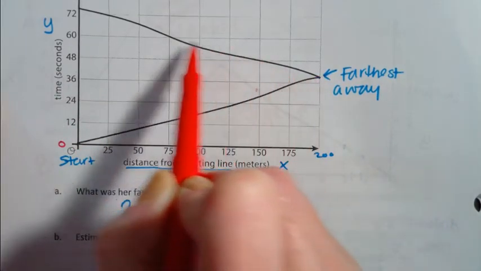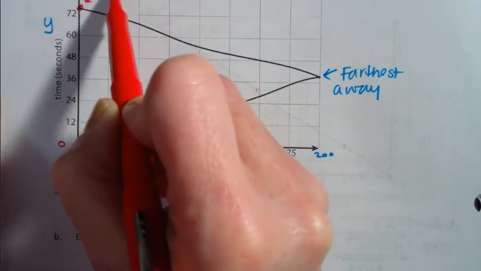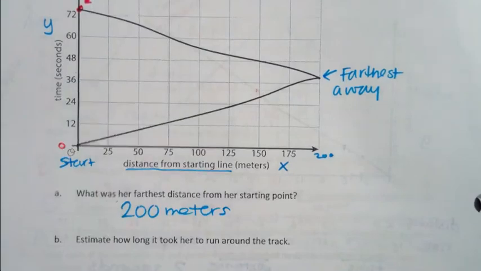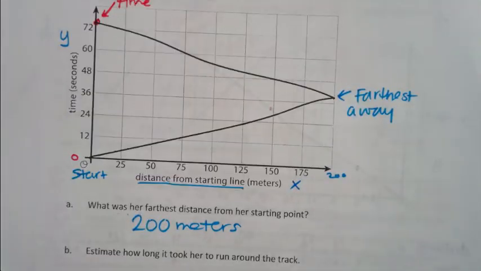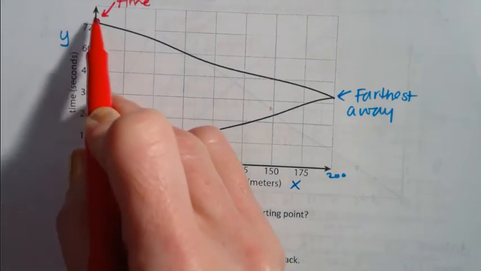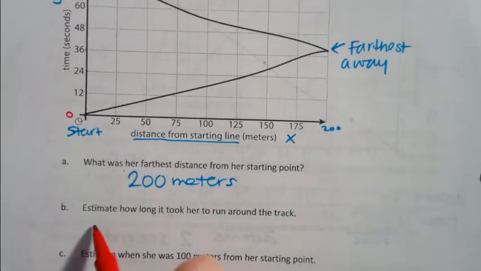And then this is her coming back. So this right here is going to tell us her total time, right? So we need to estimate. It's not quite 72. If we look, each of our lines is 12. So I don't know, what do you think? If each line is 12, maybe 74 seconds, 75 seconds.